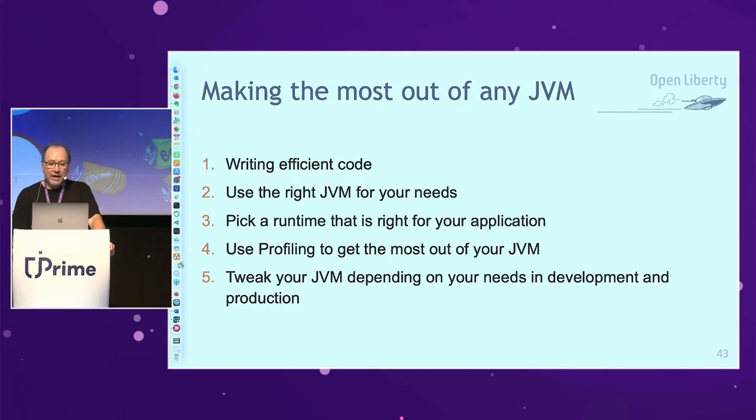So, getting the most out of your JVM, I'm just going to go through these one at a time, and we're going to talk more about a couple of these. Job number one is writing efficient code. That's very obvious, but there are a couple things we could talk about here. Two is use the right JVM for your needs and picking the right runtime. I think we've already discussed why that's important. Three is using profiling to get the most out of your JVM. There are some really cool profilers out there that can really help you isolate bottlenecks and understand what's going on under the covers. And then tweaking your JVM depending on your needs, whether you're in development or production, or whether you're running locally or in a container. So let's discuss some of this.